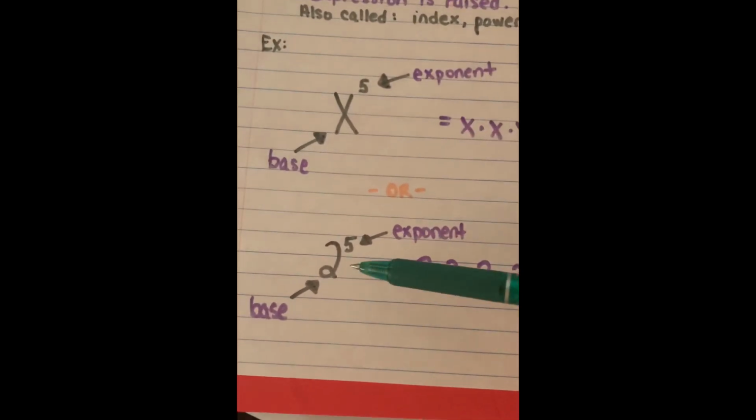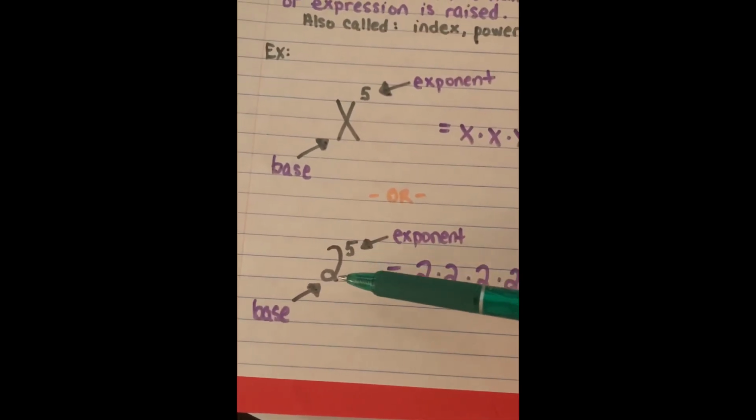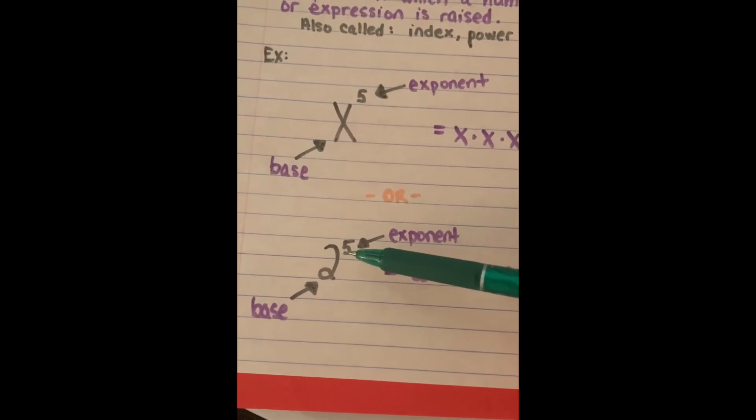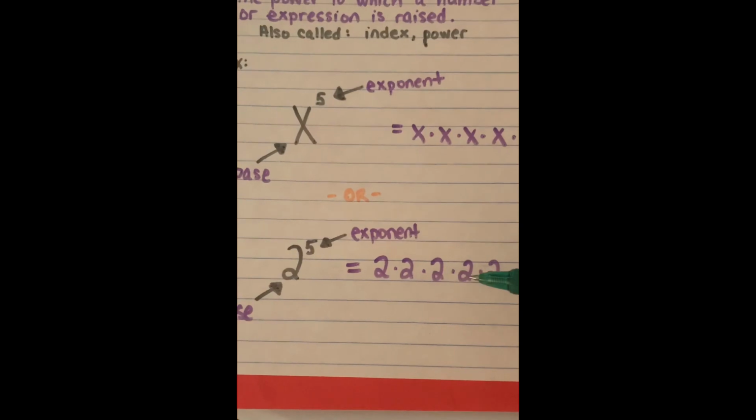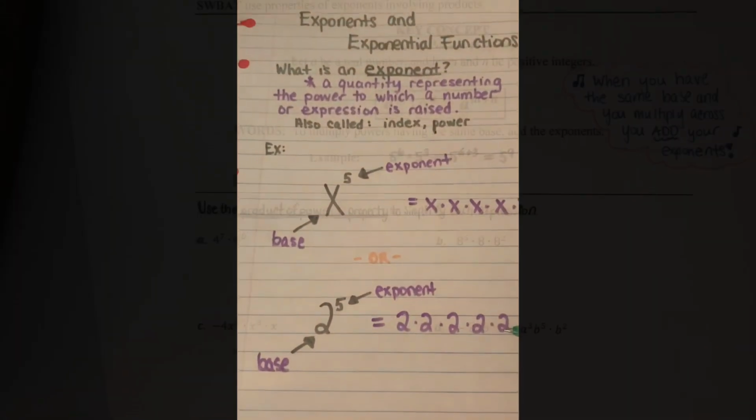So if I give you a number example here, the 2 is your base. The exponent is going to be a 5, same thing. That's going to represent 2 times 2 times 2 times 2 times 2, all right?